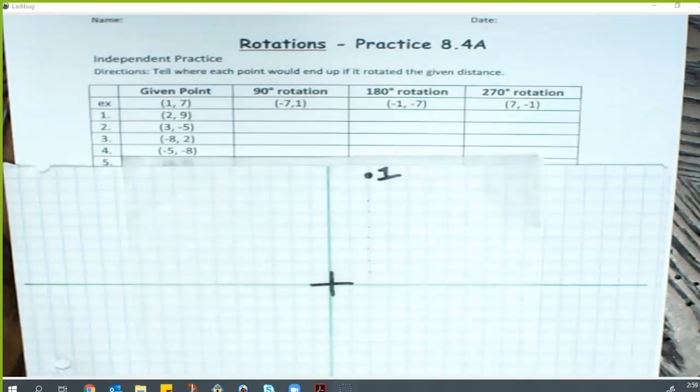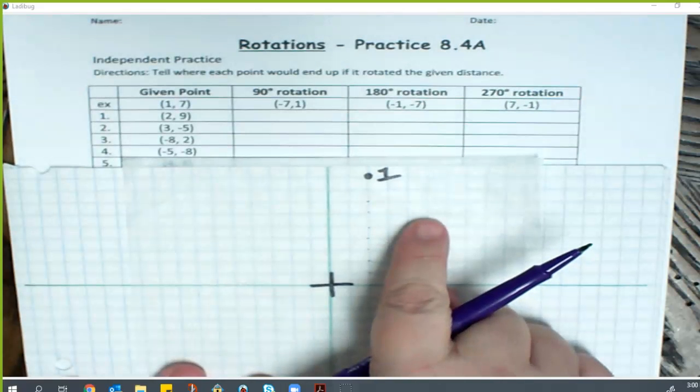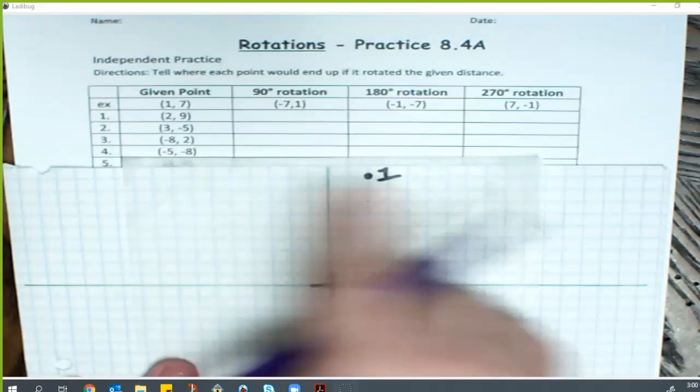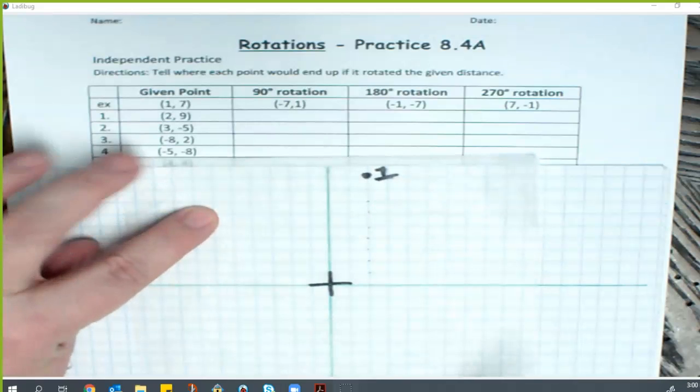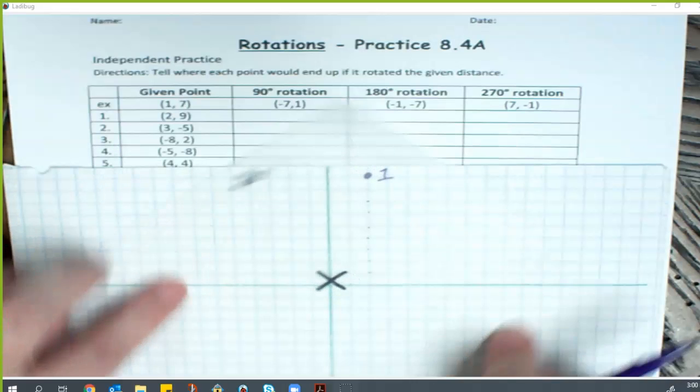If we need to rotate it 90 degrees, how many turns is that? One turn. Am I going to go clockwise or counterclockwise? Counterclockwise, because it didn't say. If it said clockwise, I could rotate it clockwise. But because it doesn't say, we have to go in order of the quadrants. If we start in quadrant 1, the next place we have to go is quadrant 2. So watch. I'm going to turn this one time, 90 degrees.